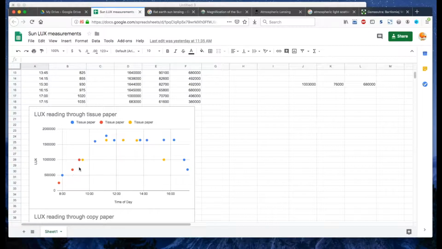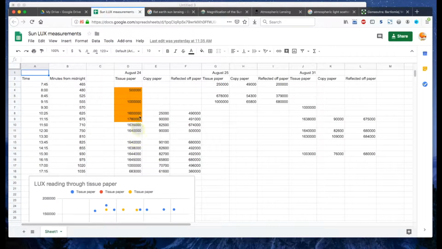So, but you can kind of see that overall it increases, I would say, almost in a linear fashion, and then it flatlines, and then it starts to drop again almost in a linear fashion. Now, every single measurement that I've taken with either the tissue paper or the copy paper were pointing the phone's camera directly at the sun through those materials.